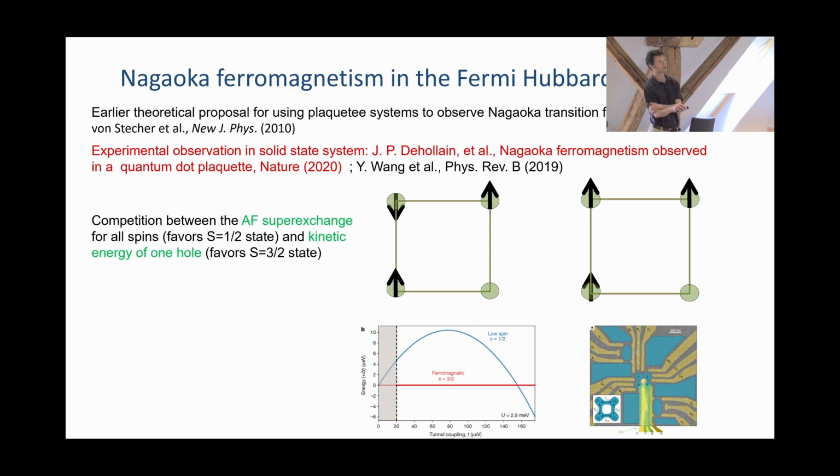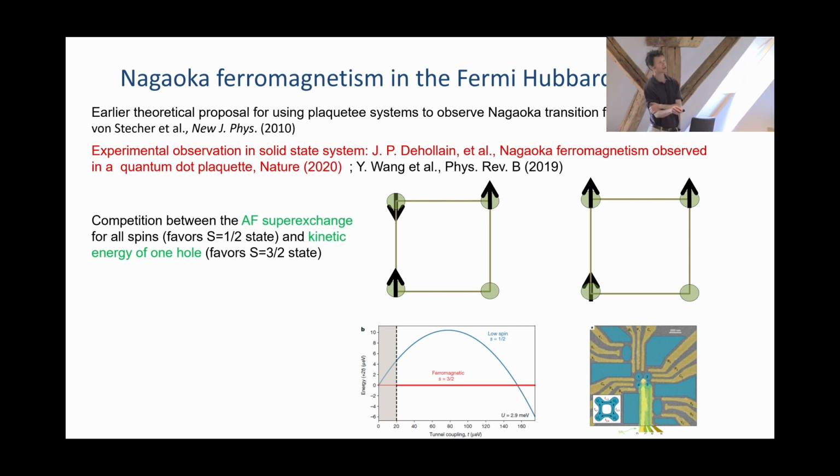And maybe for younger people in the audience, it's a fairly simple question. Let me give you a very specific version of it, for a plaquette. Imagine that we have 4 sites and we put 3 fermions in there. What is the lowest energy state? Is it when the spin of the system is 1/2 or when the spin of the system is 3/2? We are used to antiferromagnetic exchange interactions, so naively we would say, look, lower spin should always be favorable because spins are maximally anti-aligned.